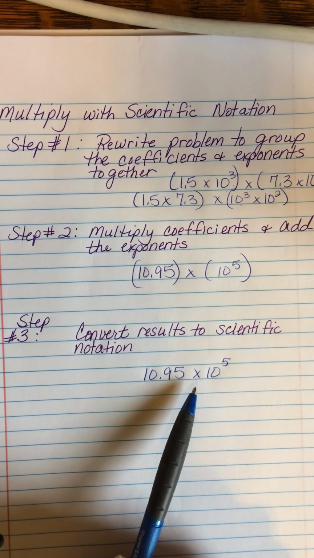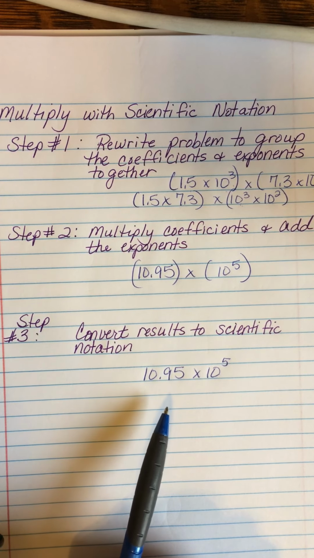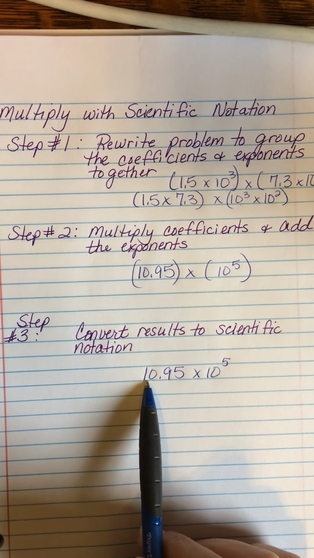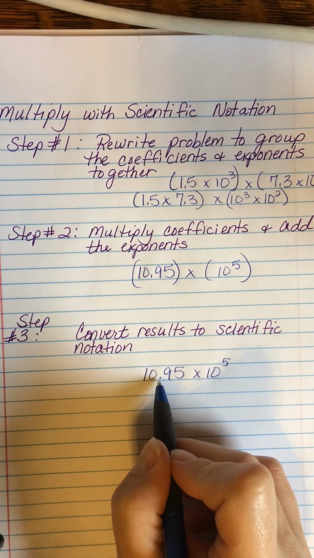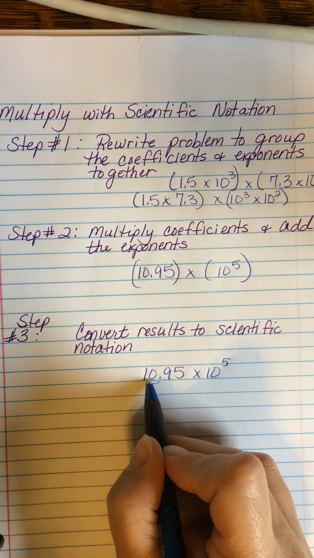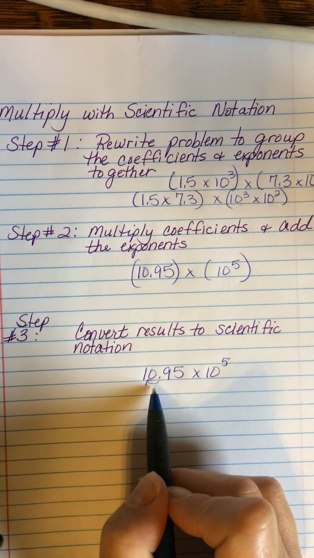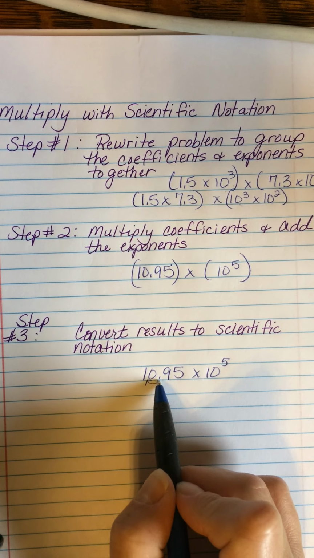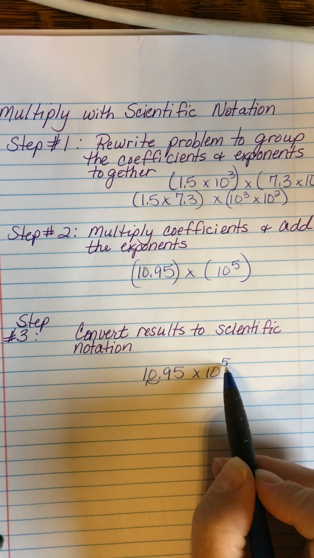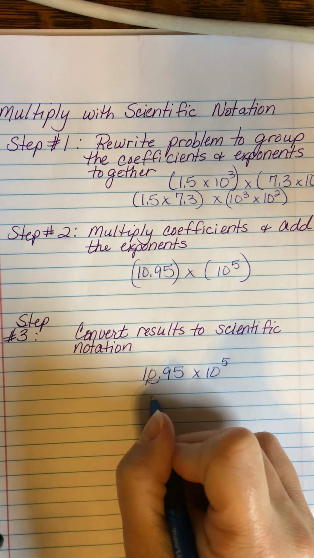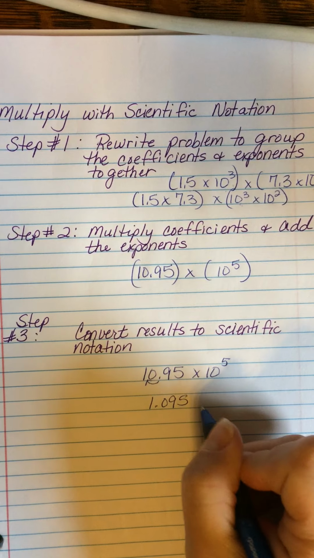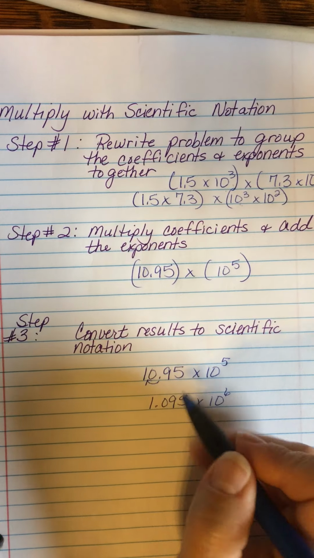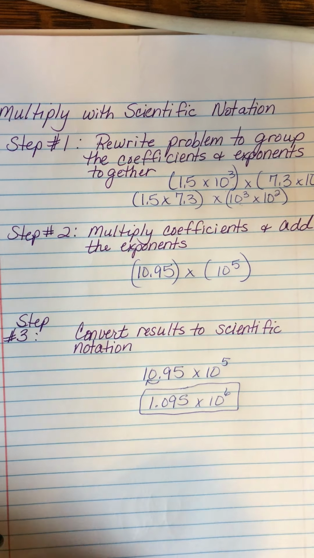However, if we're going to follow the rules of scientific notation, those rules state that you can only have one number in front of the decimal point. So we have to move this decimal point over a spot, which makes our coefficient a smaller number. And when we decrease this number, we have to increase the exponent. Since I moved this over one spot, I'm going to increase my exponent by 1. So my true answer, written in scientific notation, is going to be 1.095 times 10 to the 6th. And there you go.